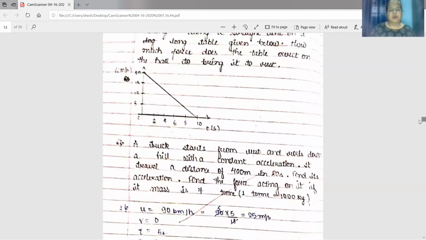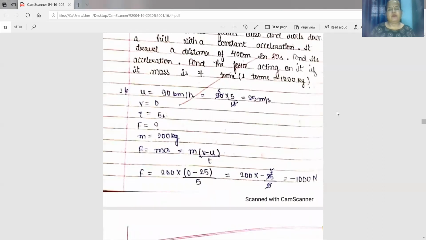So you all know it is 90 kilometer per hour. Convert it into meter per second: 90 into 5 by 18. 18 fives are 90, so you are getting 25 meter per second. Final velocity is 0. Time is 5 seconds. Force you are asked to find out.